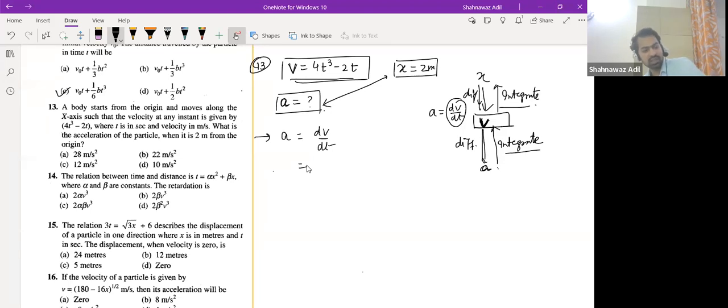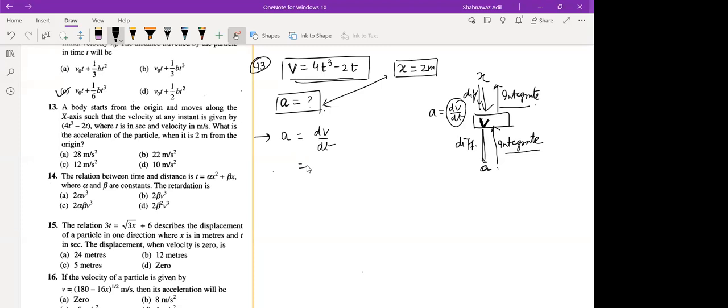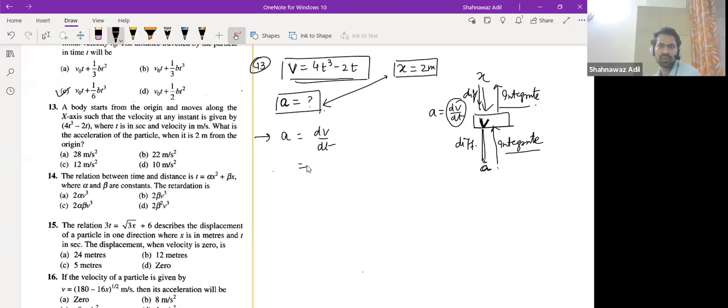Yes, are you guys calculating? Yes, sir. Guys, this is differentiation. Differentiation is rather easier than integration. So quickly calculate and tell.